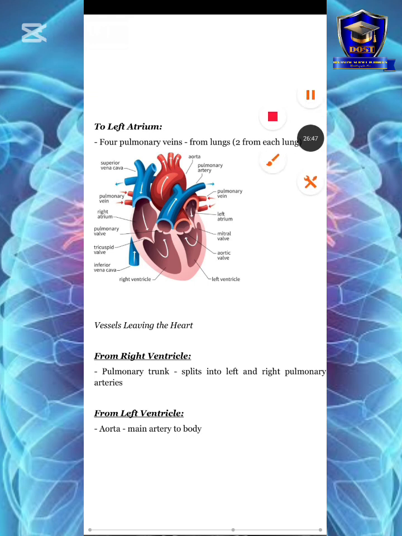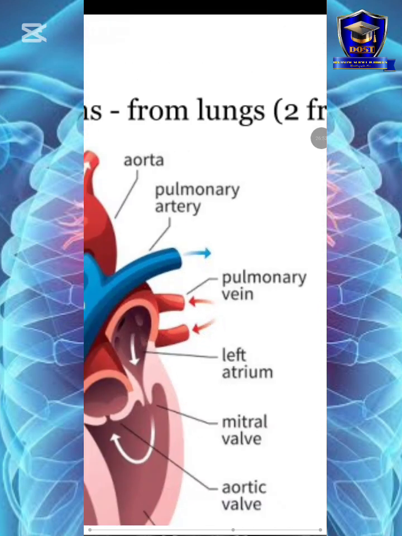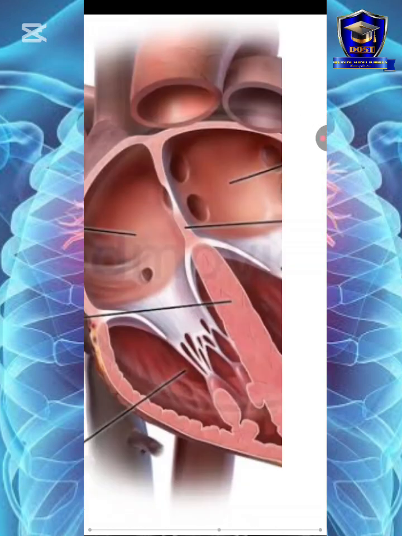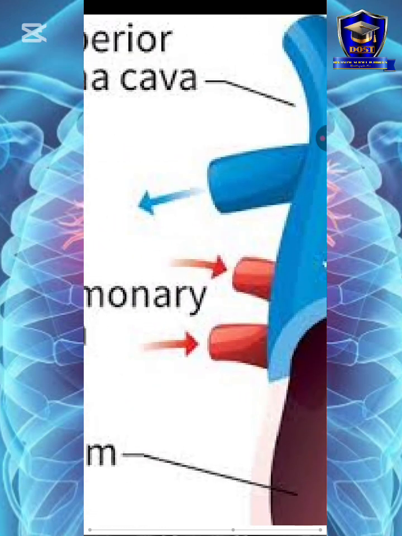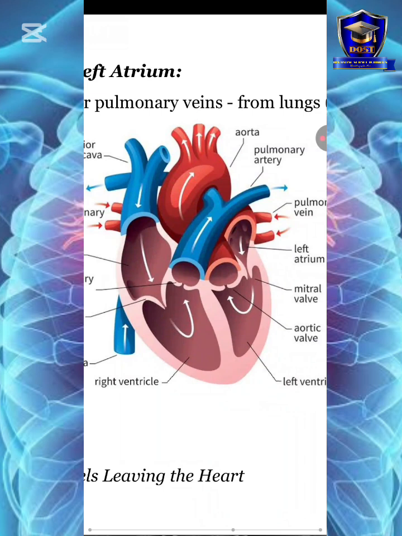So right here you can actually see the pulmonary veins. You can see those two red vessels. And on this other side you can see other pulmonary veins, these two red blood vessels. So all of them are bringing blood to the left atrium.